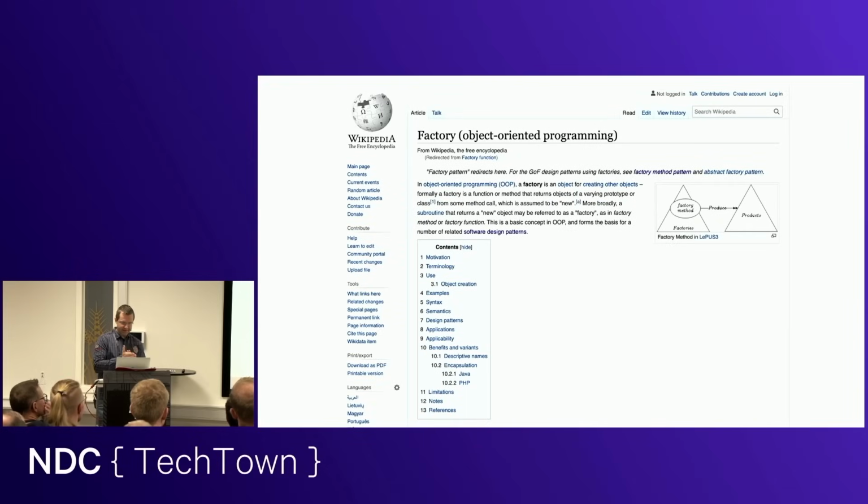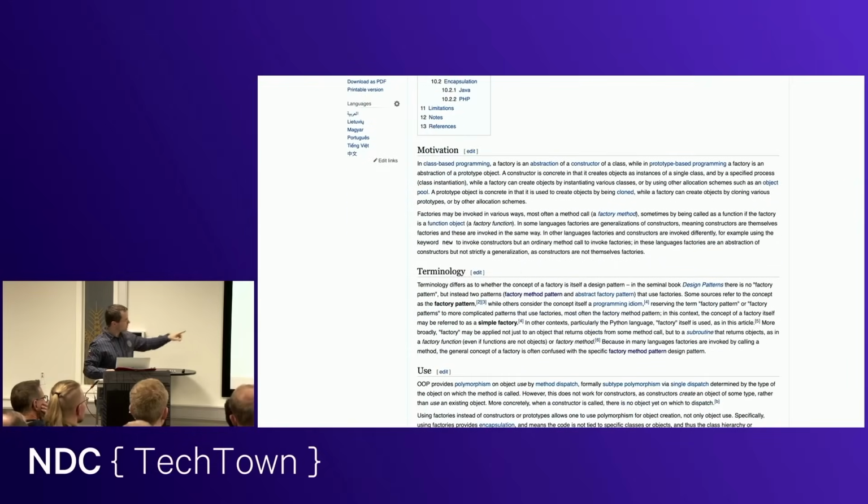So this is actually something that's not just my idea. This is something that's even written at Wikipedia. So if you go to the English version, look for factory, and then go to terminology, then indeed, as the explicit statement, unfortunately this is not really visible here, the last sentence, the general concept of a factory is often confused with a specific factory method design pattern. Two different things, unfortunately.